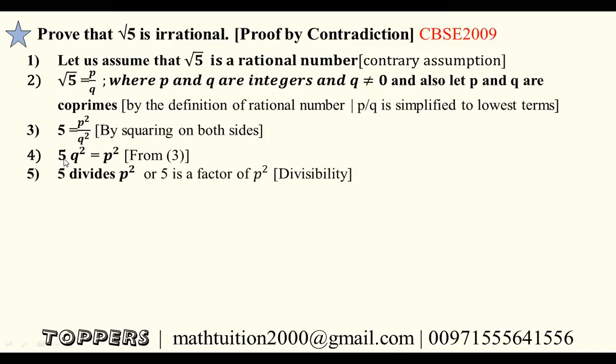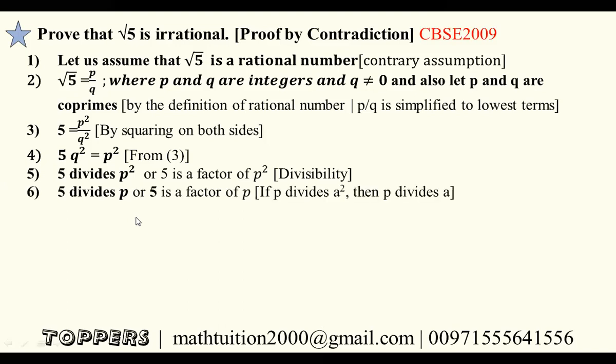Now 5 times q square equal to p square means 5 divides p square. Correct? So we can say 5 is a factor of p square also. The second part is no need for writing for the examination. First is enough. If you are writing 5 divides p square, no need to write this one. One of them is okay. So as per the theorem, we can say 5 divides p. If p divides a square, then p divides a.